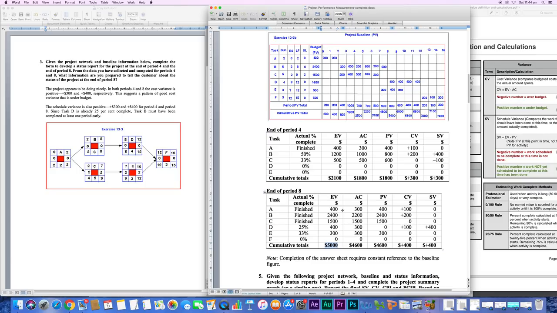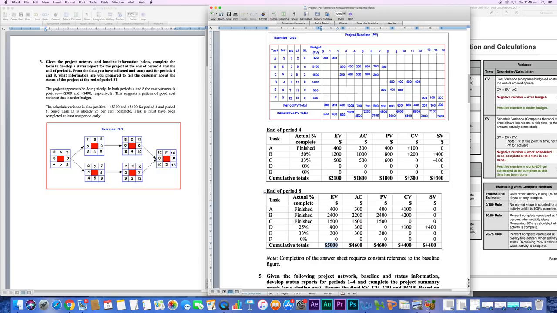Schedule, 400 earned value minus planned value. So 400 minus 400, 0. 2,400 minus 2,400, 0. 1,500 minus 1,500. Why is this all 0? Because these activities are finished. They are completed. So you wouldn't get the schedule variance there. Just like you would have a schedule variance index to be 1 if the activity is completed. And we talked about that.